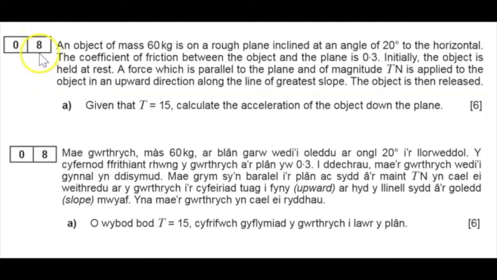Question 8. An object of mass 60 kilograms is on a rough plane inclined at an angle of 20 degrees to the horizontal. The coefficient of friction between the object and the plane is 0.3. Initially, the object is held at rest. A force which is parallel to the plane and of magnitude T newtons is applied to the object in an upward direction along the line of greatest slope. The object is then released. Given that T is equal to 15, calculate the acceleration of the object down the plane.